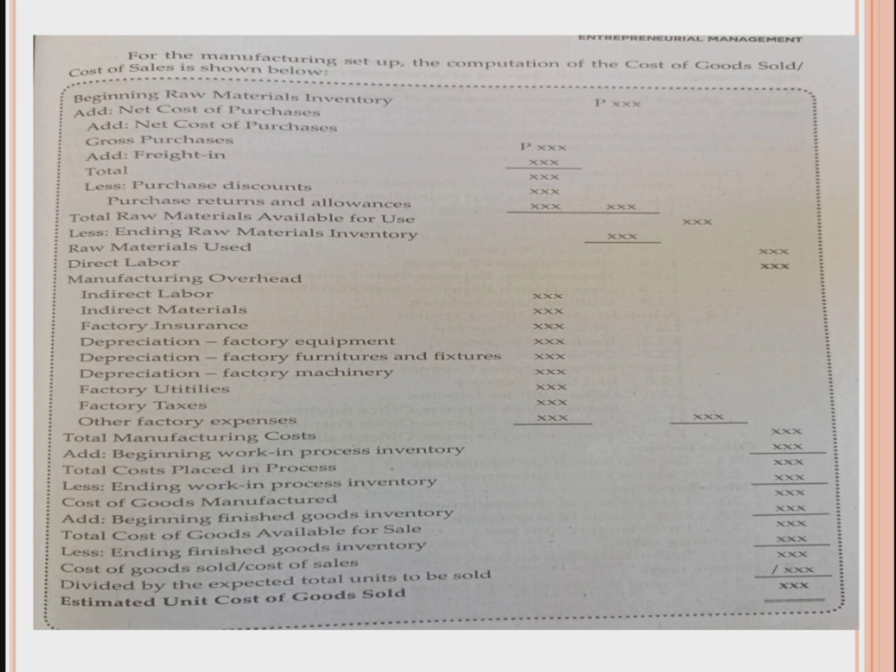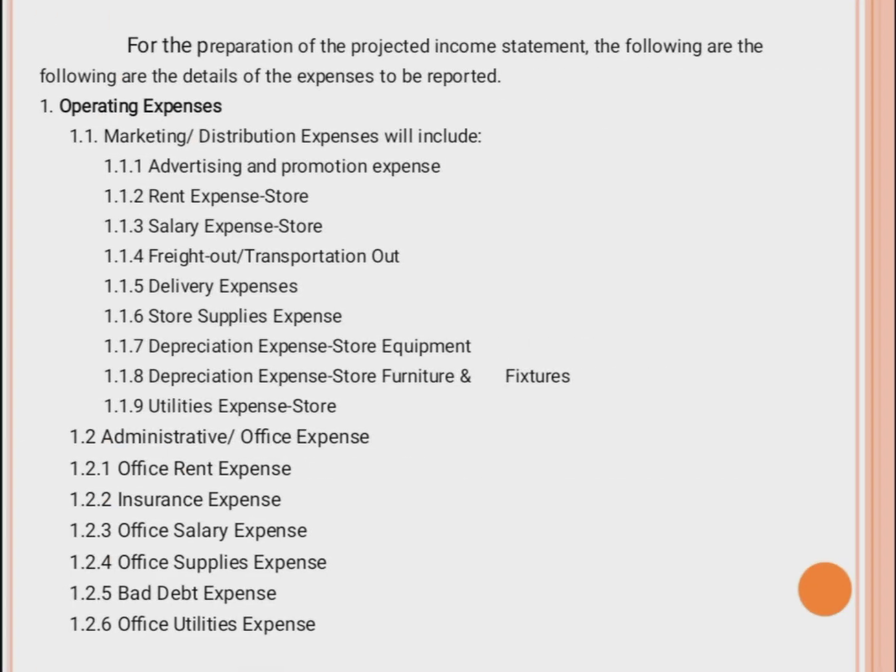Next, for the manufacturing setup, the computation of cost of goods sold or cost of sales is shown below. This is the computation of cost of goods sold or cost of sales. It also includes the beginning raw materials inventory, add net cost of purchases, gross purchases, add freight in, then total, less purchase discounts, purchase returns and allowances, total raw materials available for use, etc.